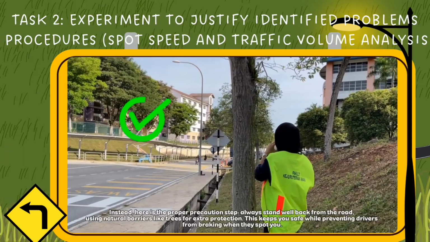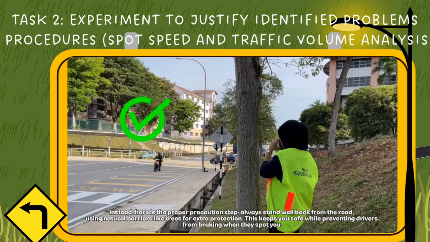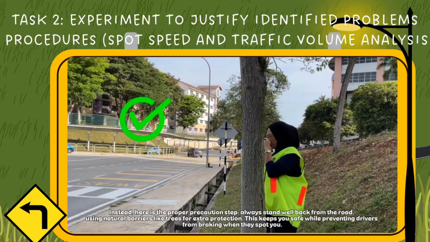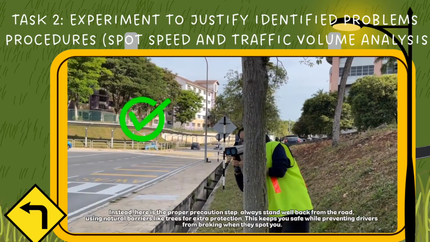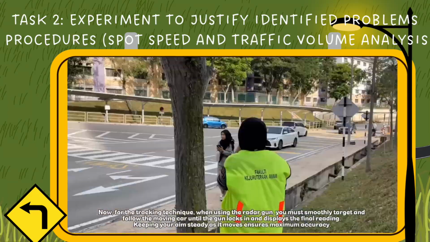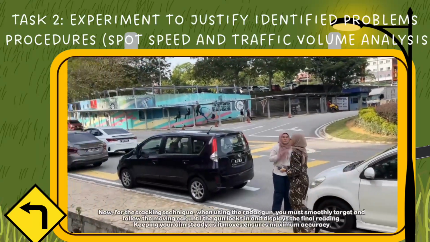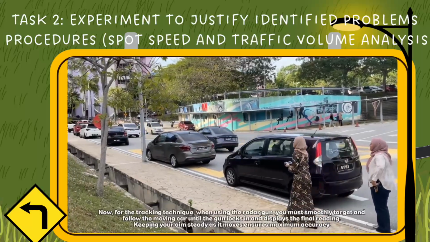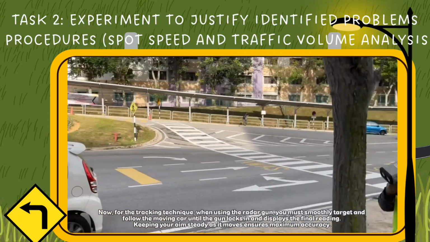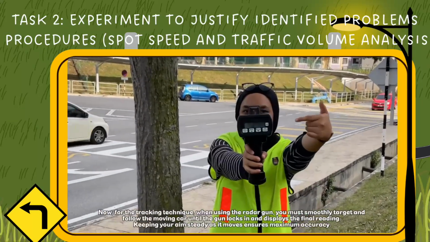Instead, here is the proper precaution step. Always stand well back from the roads, using natural barriers like trees for extra protection. This keeps you safe while preventing drivers from braking when they spot you. Now, for the tracking technique, when you use the radar gun, you must smoothly target and follow the moving car until the gun locks in and displays the final reading. Keeping your aim steady as it moves ensures maximum accuracy.